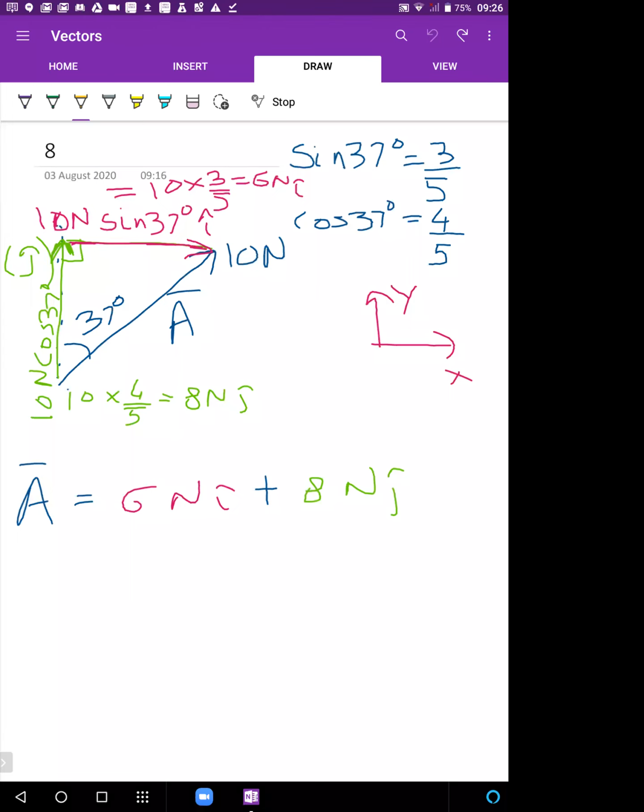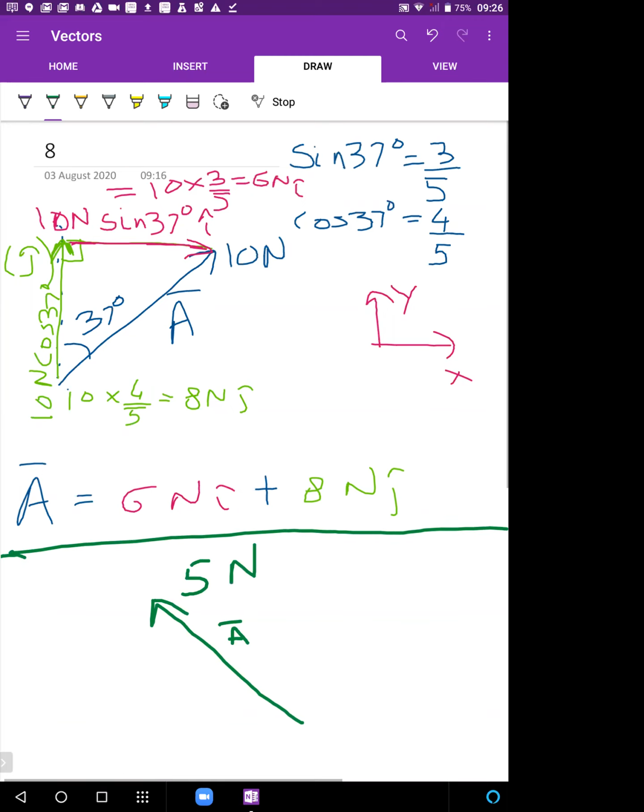In fact, as you're copying this, you can maybe try this. Okay, 5 Newton. This is my vector A bar. Okay, and it makes an angle of 30 degrees with this leftward direction. And I'm going to ask you to express, write A bar in terms of I cap and J cap.